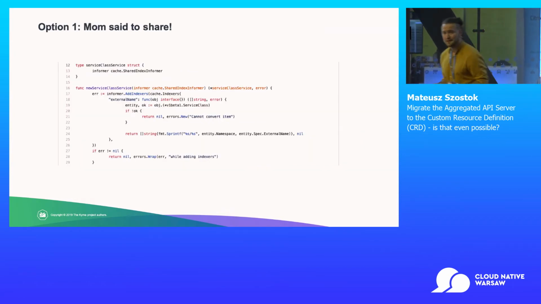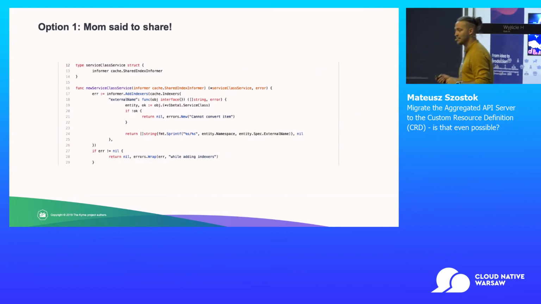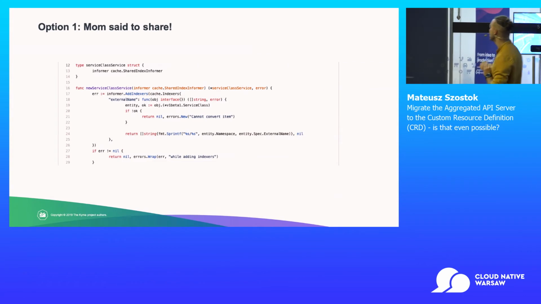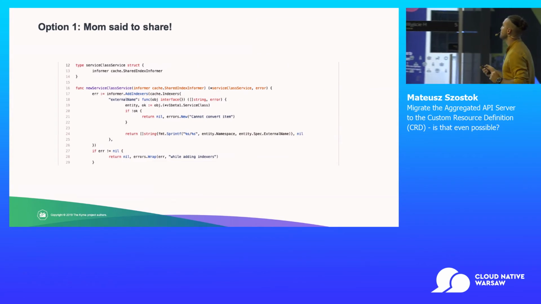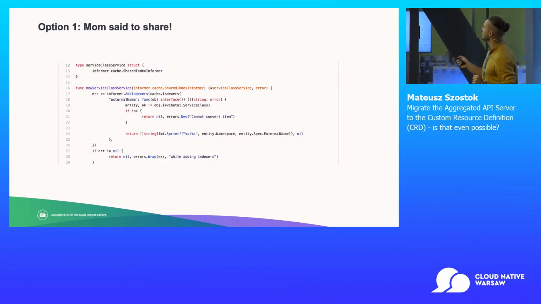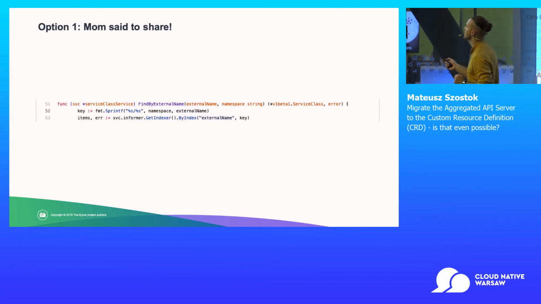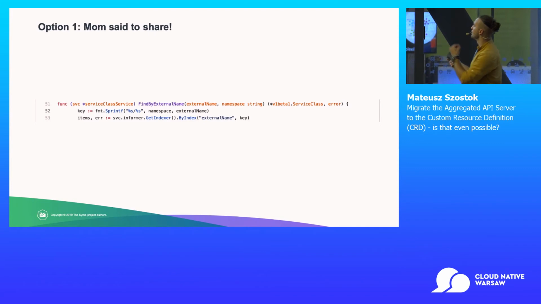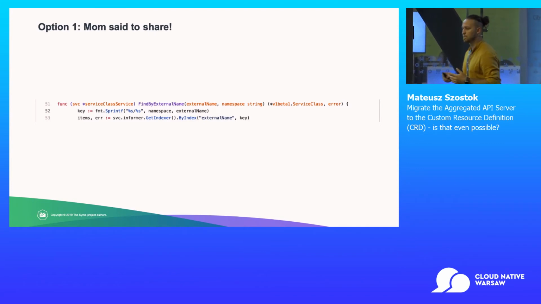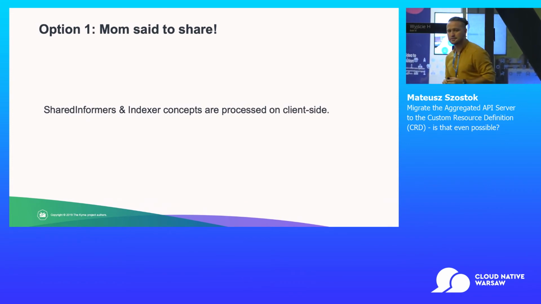First one, you probably already know, because mom said we should always share. And what we did at the beginning, we created shared informers together with indexers. So when you're creating your informer, you can register your own index. In that case, we are creating an external name index and saying that, okay, we want to be indexed by that field from the spec entry. How to use them? Really easy. You just say, okay, get me all objects with the same external name key. Really simple, but shared informers and indexers are client-side.